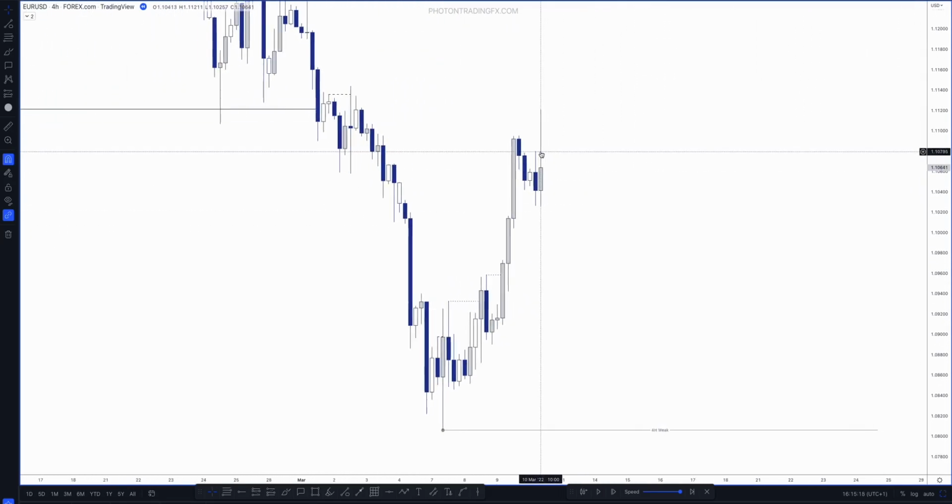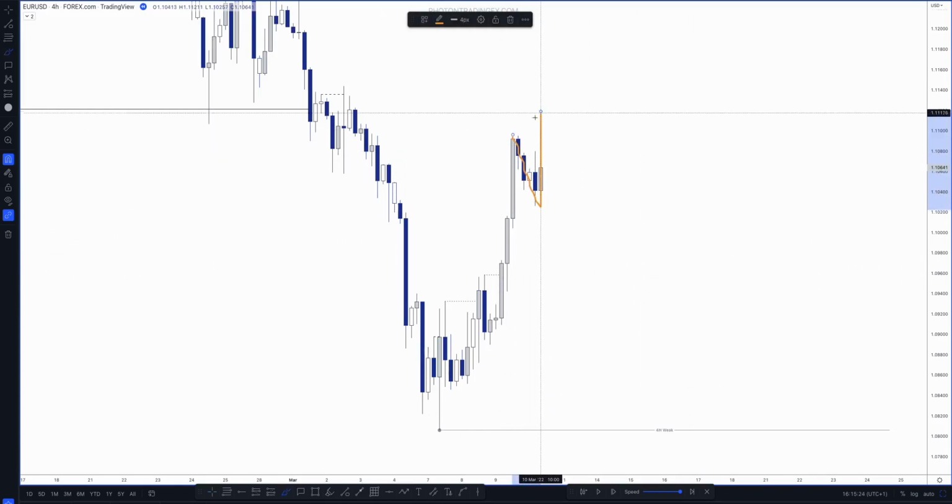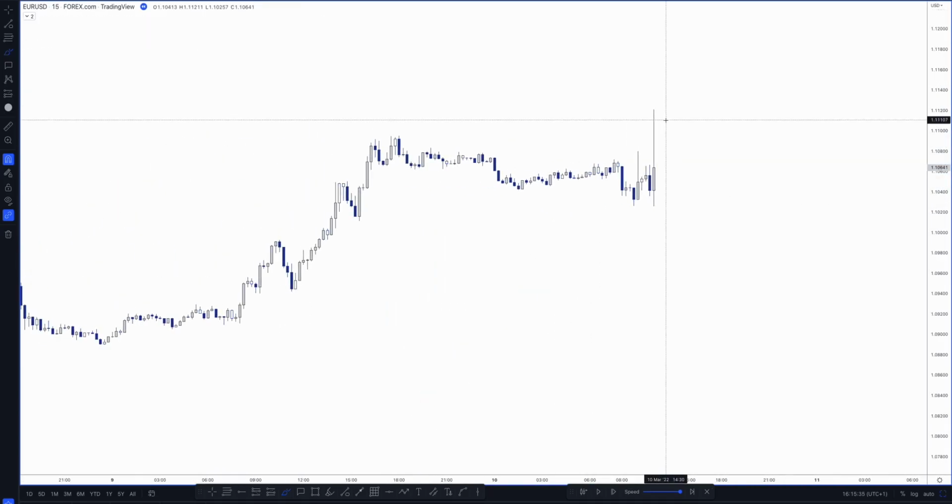This is another tricky CHOCH situation. Did it break the high or did it break the low first? Because if it just pulled back like this and then broke the high, then it's just a continuation, right? Or if it did this, breaks the high, then that would become the low, and then if it comes back down, then it could be a bearish CHOCH. But let's have a look and just confirm on a lower time frame.